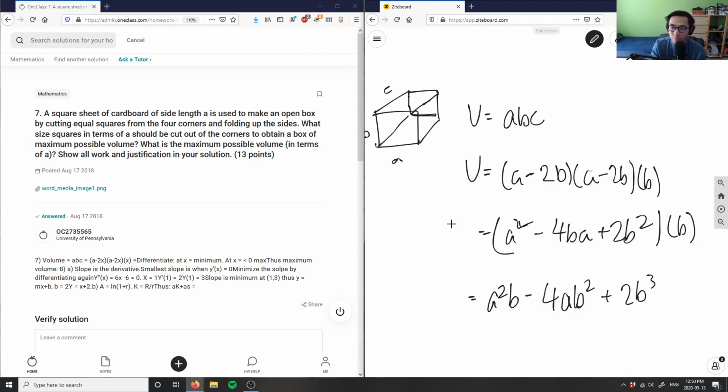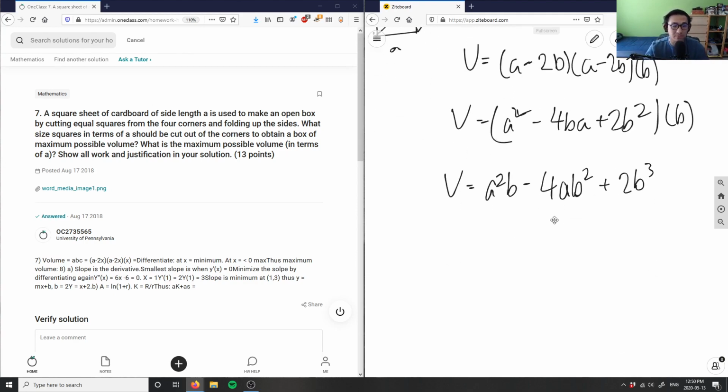And this here is our volume, right? And what I'm going to have to do is take the derivative with respect to one of these variables here. I want to find out the volume in terms of a, so I'm going to take the derivative dV over dB, and this will give me a volume with respect to a. Because I'm looking at what size squares in terms of a should be cut out of the corners to obtain a box of maximal possible volume, and it says what is the maximum possible volume in terms of a here.